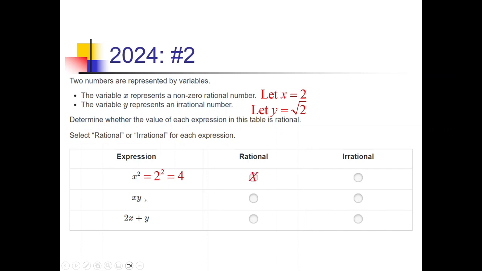Now x times y, that's going to be 2 times the square root of 2. If you take an irrational number and multiply it by a non-zero rational number, you're always going to get another irrational number. This is an irrational one right here. And then finally, 2x plus y, that's going to be 2 times 2 plus the square root of 2. So that is going to be 4 plus the square root of 2. And if you take an irrational number and add a rational number to it, you get another irrational number. So that one's also irrational.